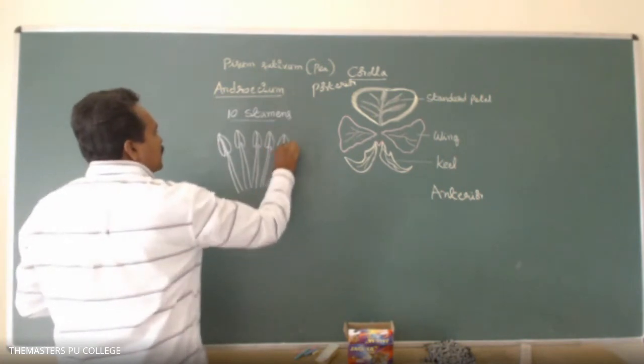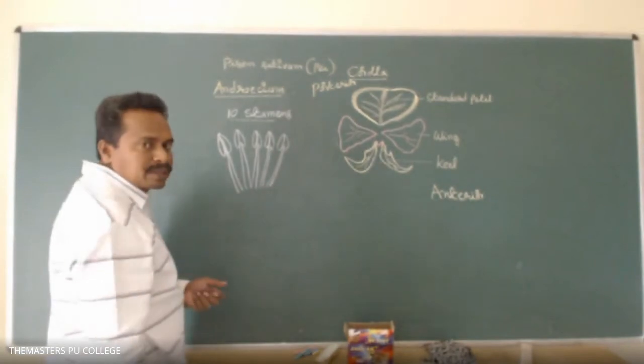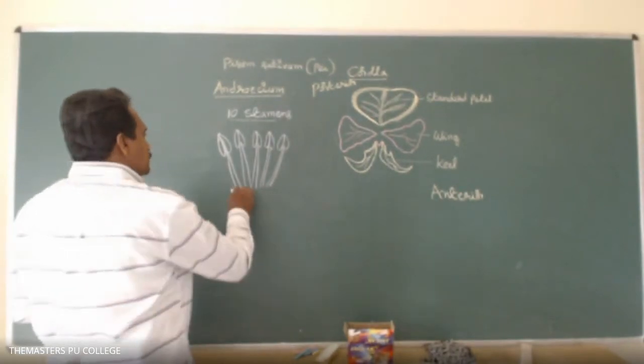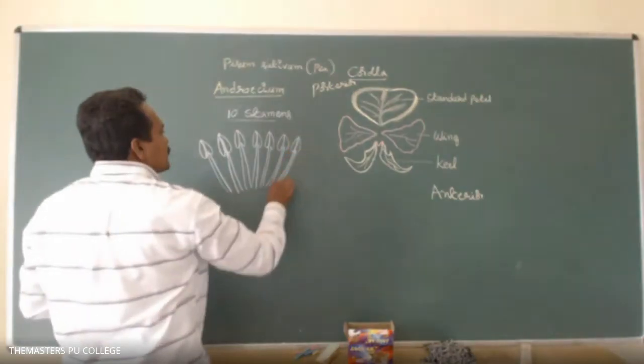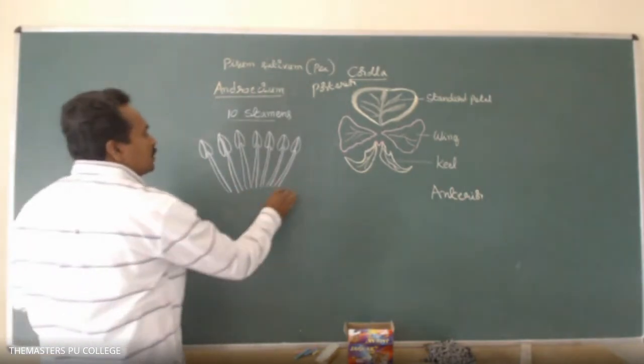What are the parts of stamen? You have already learned about the parts of stamen. The stamen consists of the anther and the filament.